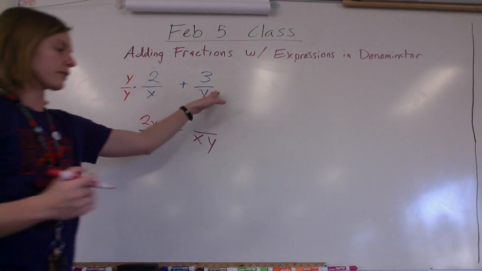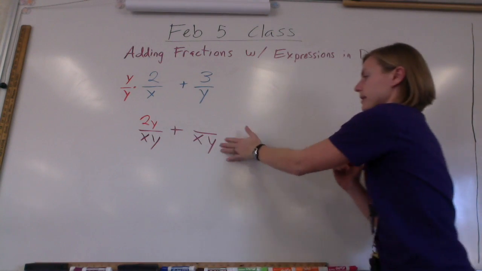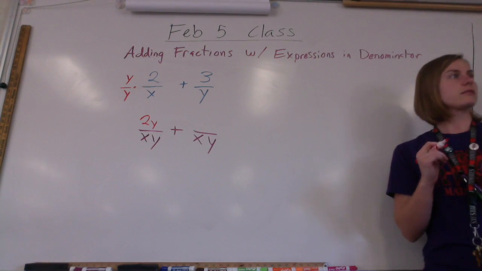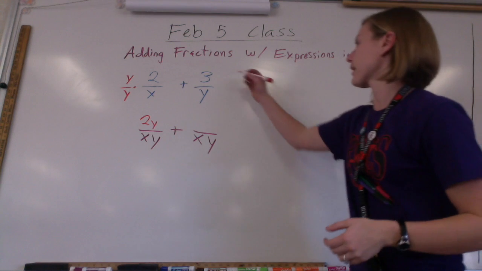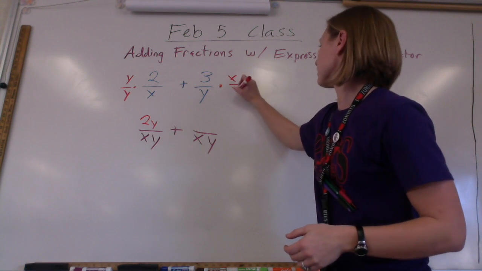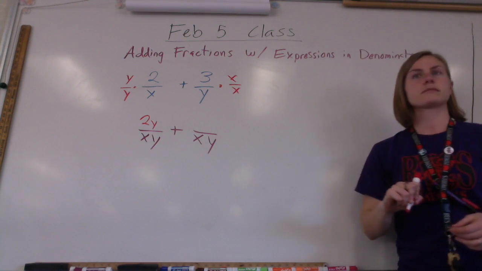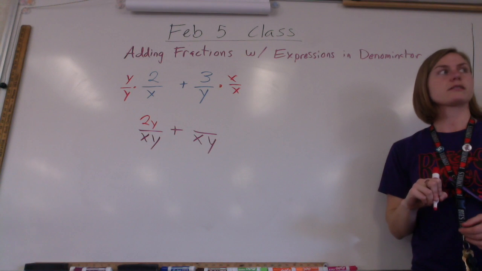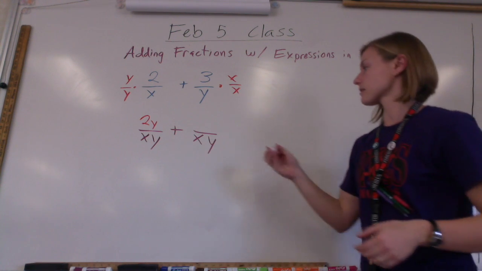What about this 3 over y? How do I get it to have a denominator of xy? Times it by x over x. So what's my numerator? 3x.